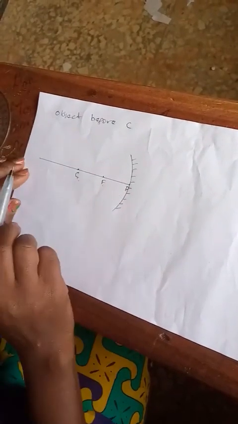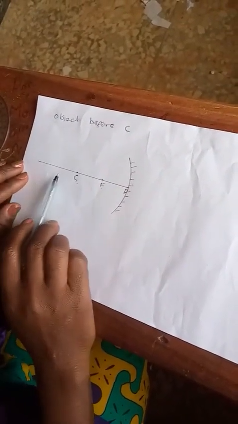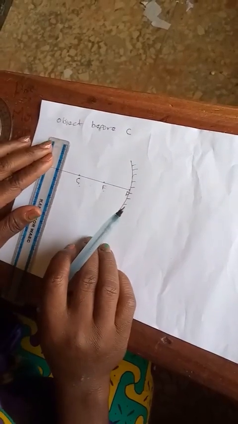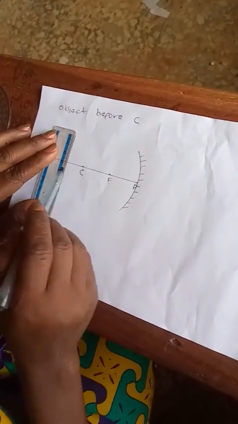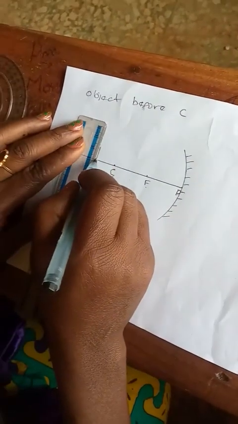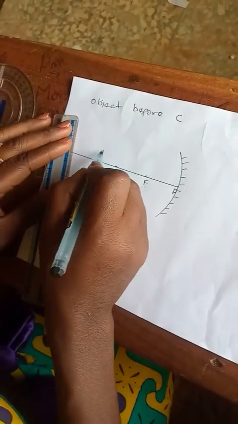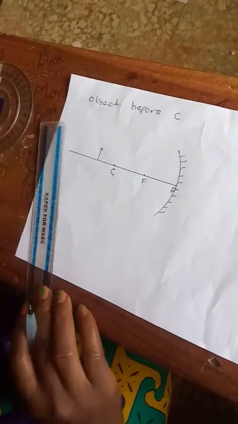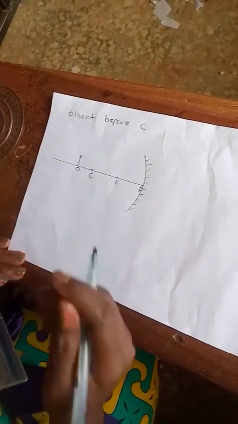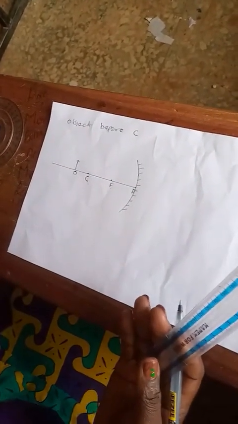So now I want to consider objects before C. If the object is before C, it means I'm going to be drawing my object somewhere before C. So you just draw a straight line like this on the principal axis with an arrowhead. So this is my object, so I label it object. Okay, so now there are 3 principles.